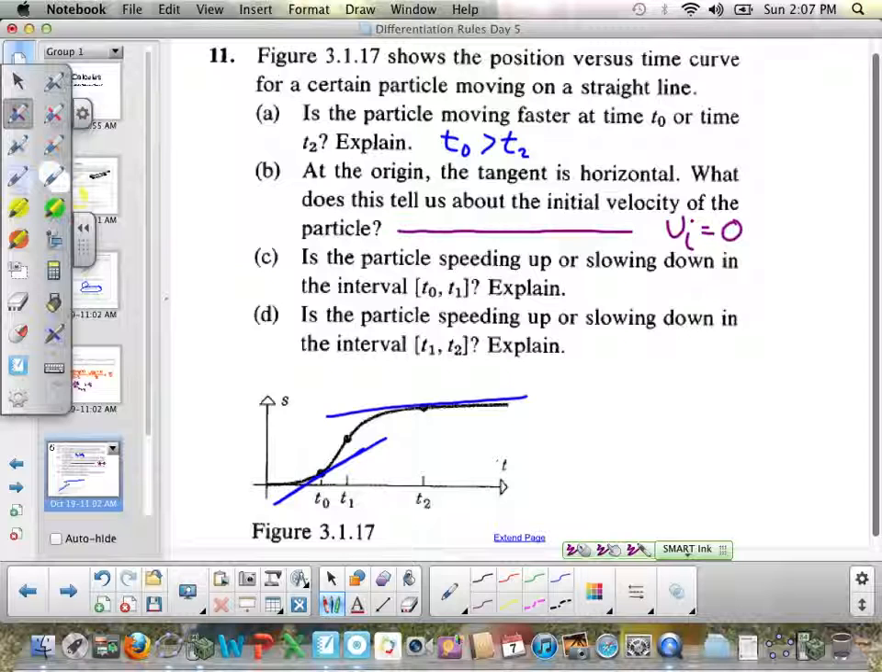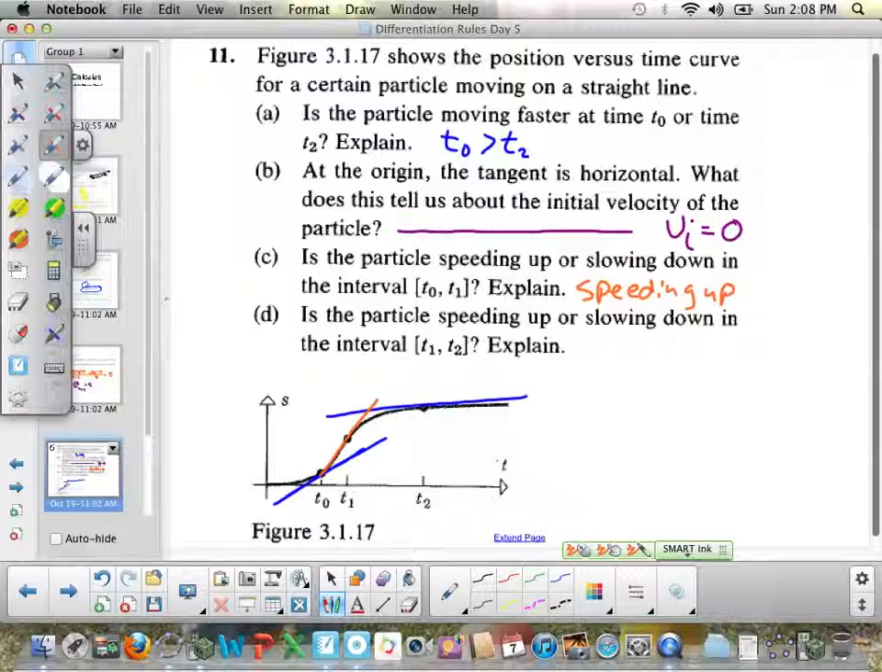Is the particle speeding up or slowing down from 0 to 1? Well, let's evaluate what's happening at t sub 1. There's our tangent line. Did it get steeper or less steep? Well, it got steeper, so the particle is speeding up.